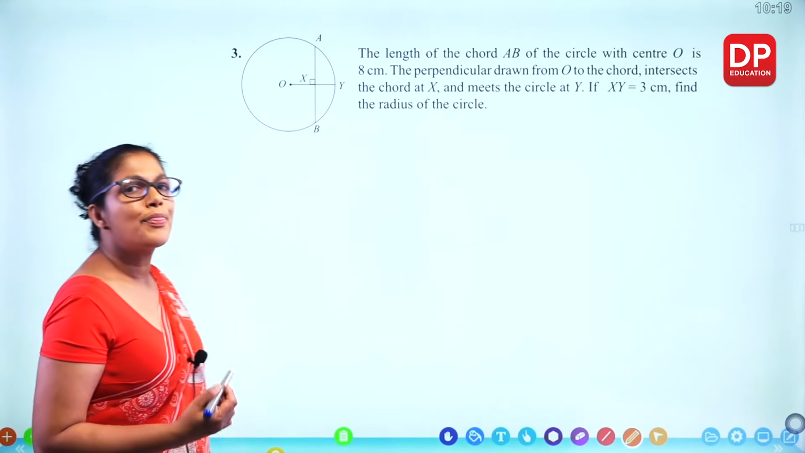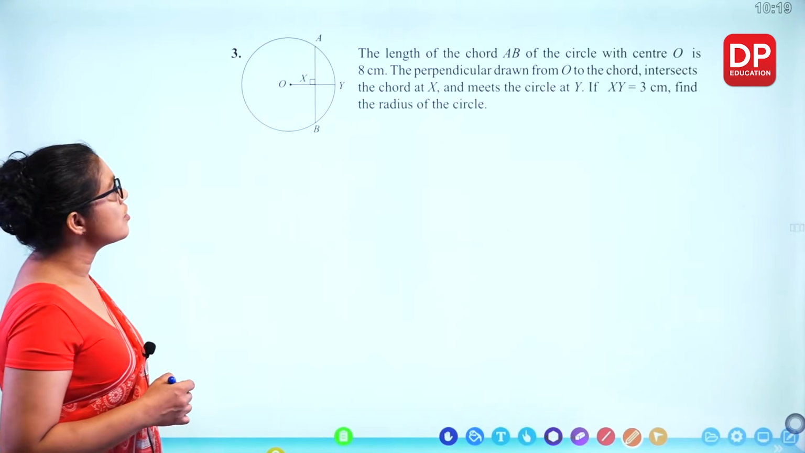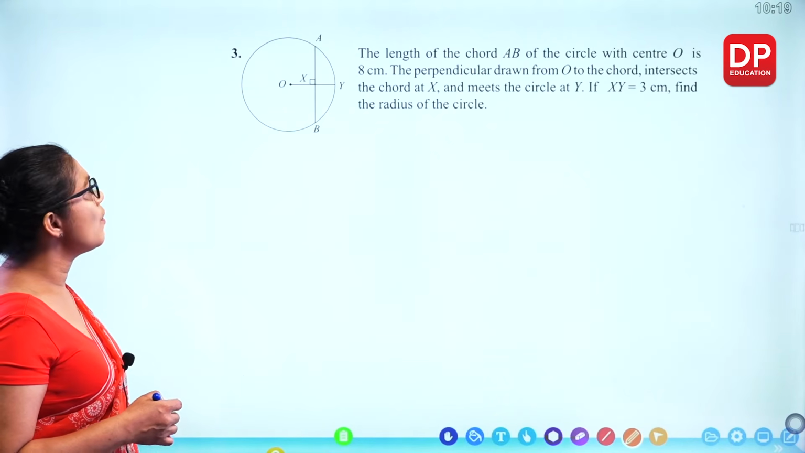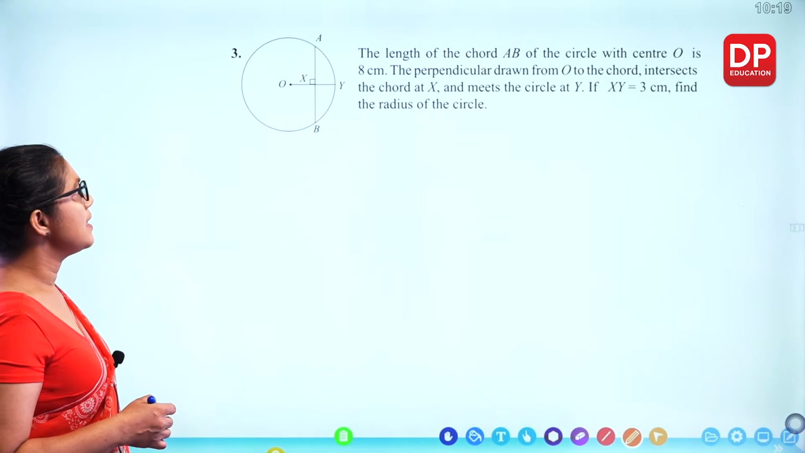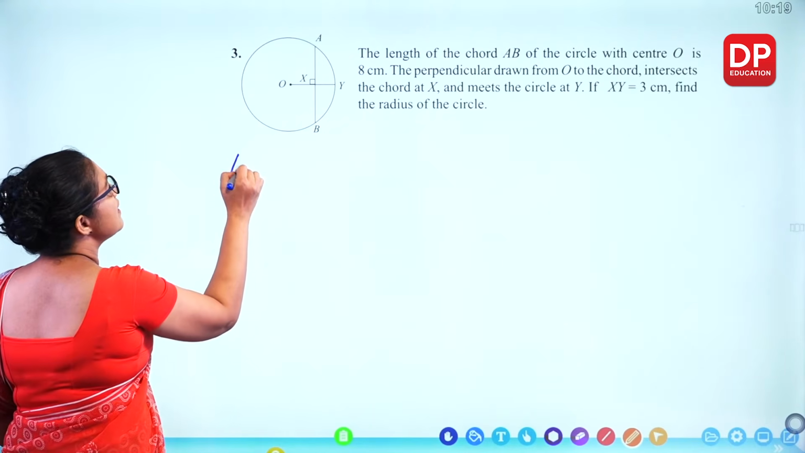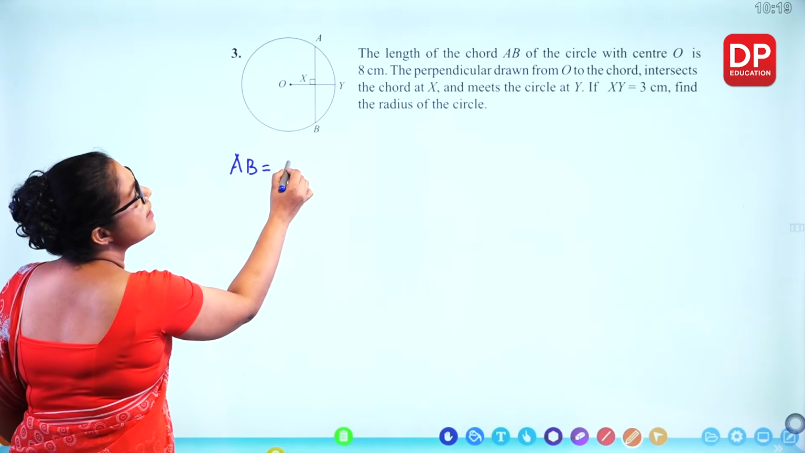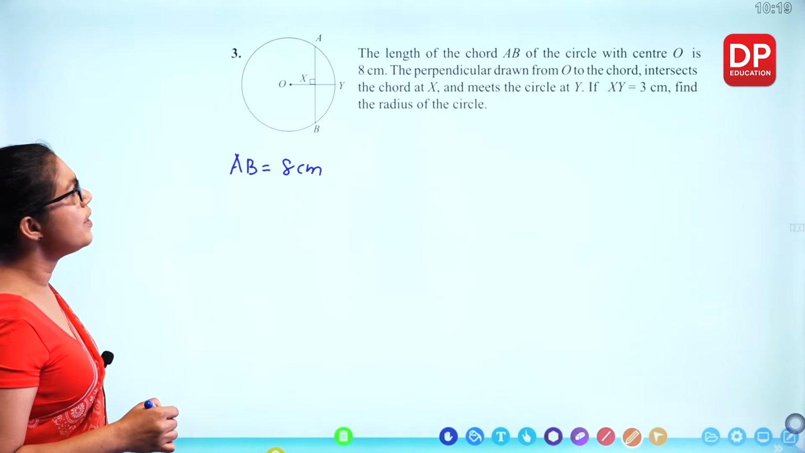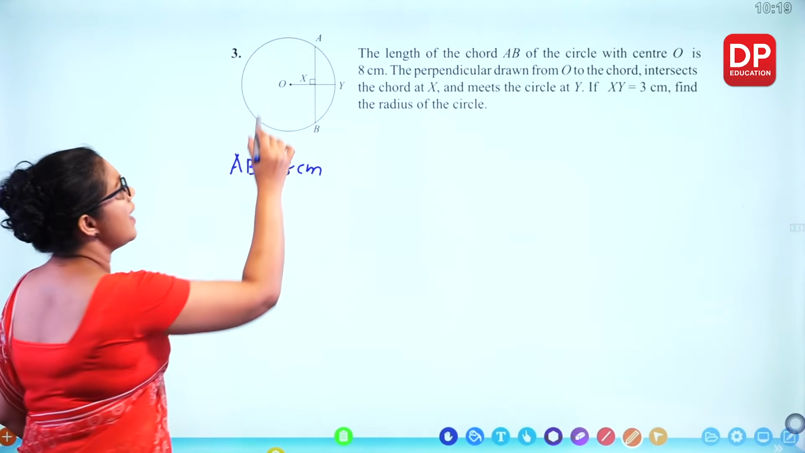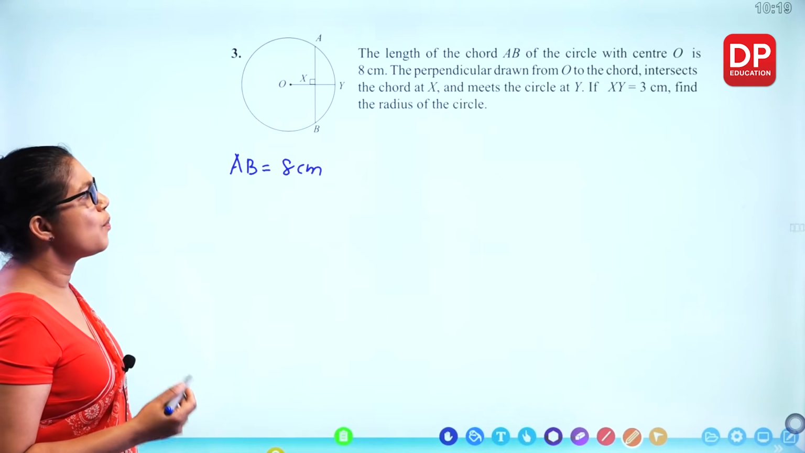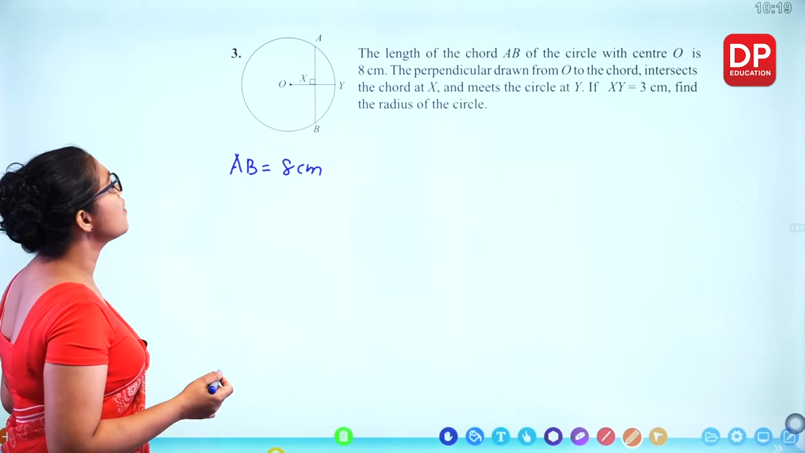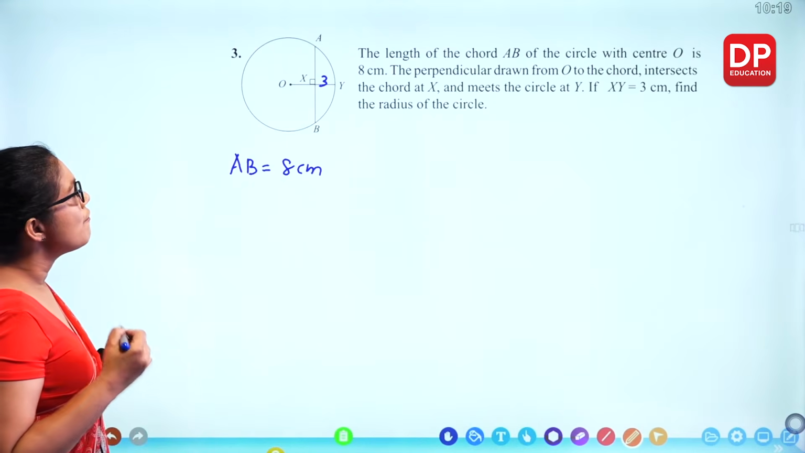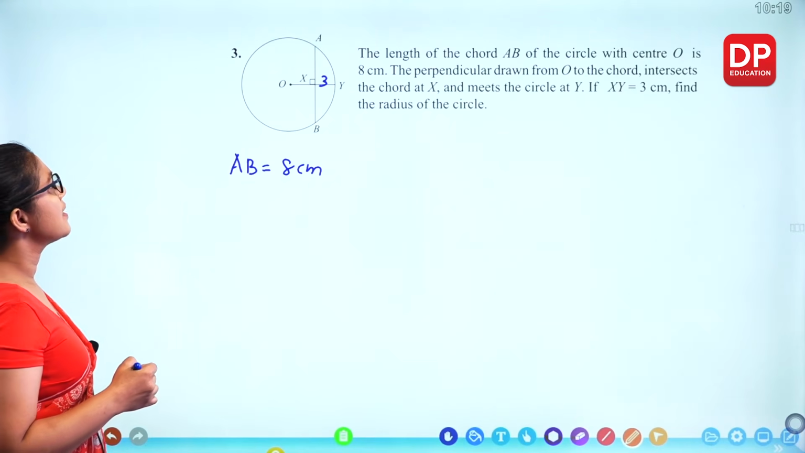Now we'll look at the third question. In the third question it says the length of the chord AB of the circle with center O is 8 centimeters. The perpendicular drawn from O to the chord intersects the chord at X and meets the circle at Y. If XY is equal to 3 centimeters, find the radius of the circle.